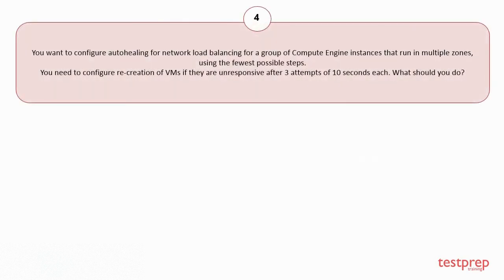Question number 4. You want to configure auto-healing for network load balancing for a group of Compute Engine instances that run in multiple zones, using the fewest possible steps. You need to configure recreation of VMs if they are unresponsive after 3 attempts of 10 seconds each. What should you do?